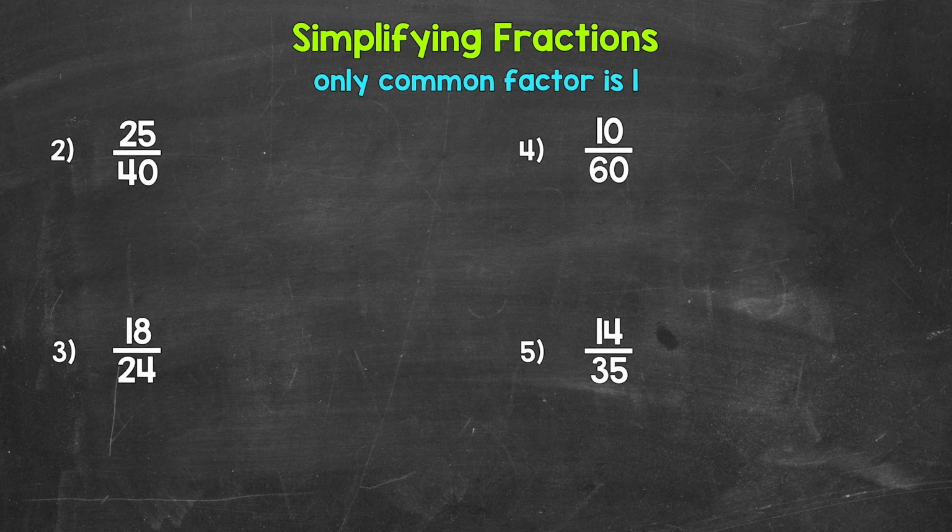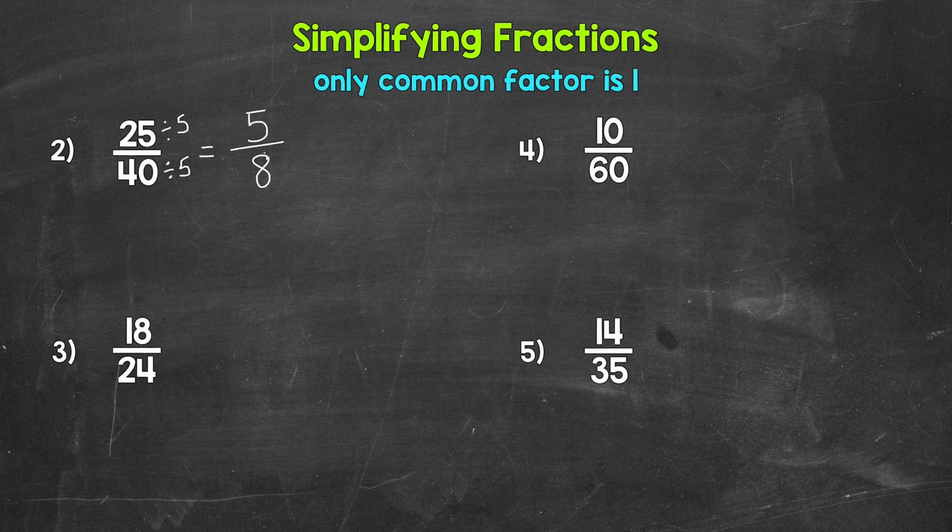So 25 divided by 5 and 40 divided by 5. 25 divided by 5 gives us 5, and 40 divided by 5 gives us 8, and we end up with 5/8. The only common factor between 5 and 8 is 1, so we are done. 5/8 is our simplified fraction.